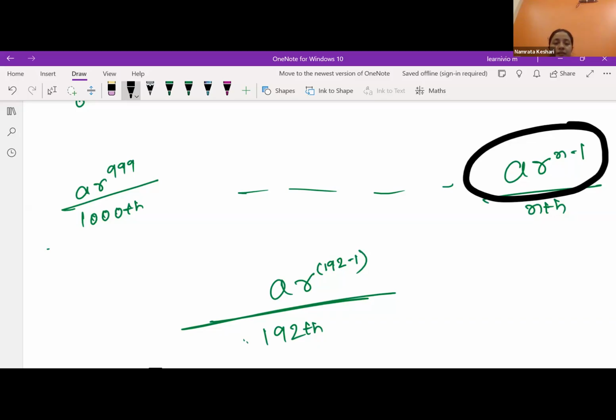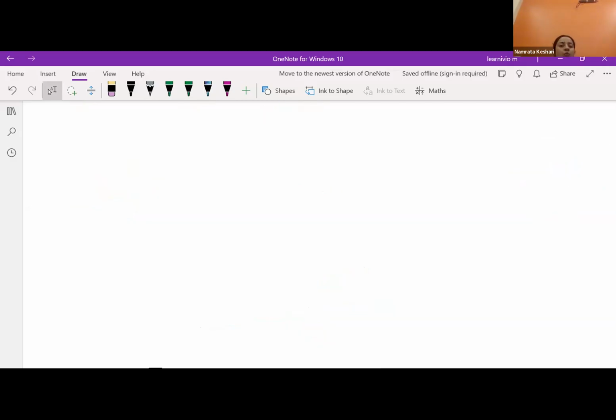Got it, Manvi? Okay. So from now onward, we will keep the note that the nth term of GP formula is a r to the power n minus 1. What is a? First term. What is r? Our common ratio. What is n? The placement. Okay, let's do a few basic questions, then we'll be moving to the level 2 questions.